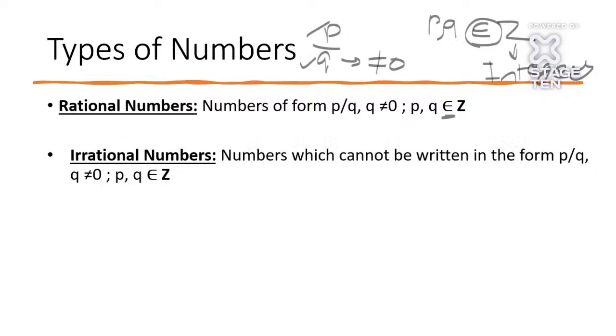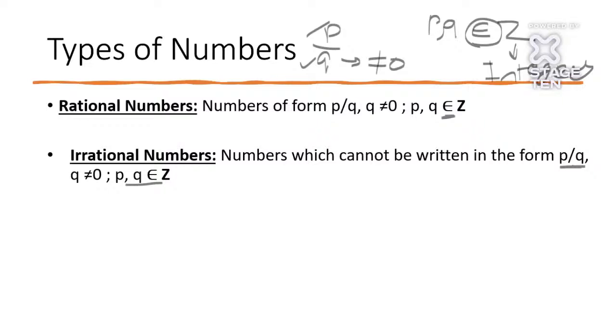Next is irrational numbers. Irrational numbers are nothing but the numbers which cannot be written in the form of p by q, where q is not equal to 0. The denominator again should not be equal to 0 and they belong to Z. But the thing is, these irrational numbers cannot be written in that form.